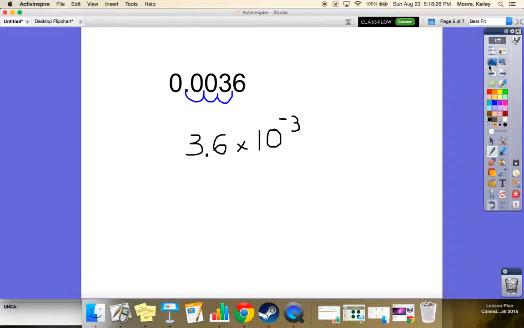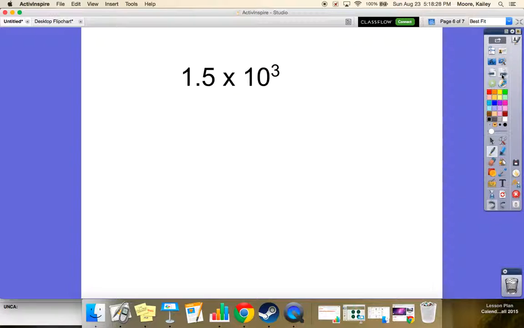We have 2 more examples to go through. All right? So now we're taking scientific notation and we're expanding it. We're going to put it back into a regular number form. So go ahead and try this yourself. See how well you're doing.